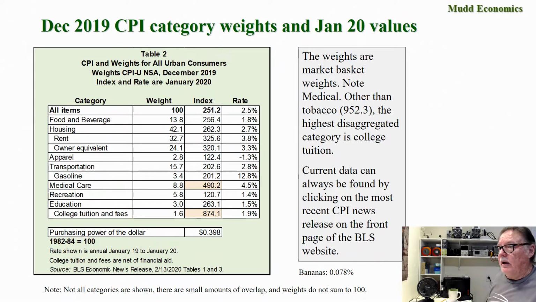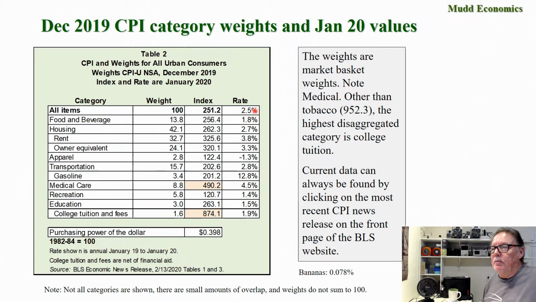In addition to the weights, of course, we're looking at the index. Okay, there we go. Now it's finally working. So the index for all items is 251.2. And again, that's based upon the 1982 through 1984 numbers. The rate of inflation for the year, and this is, by the way, January 19 to January 20, so this is an annualized rate, is 2.5%.